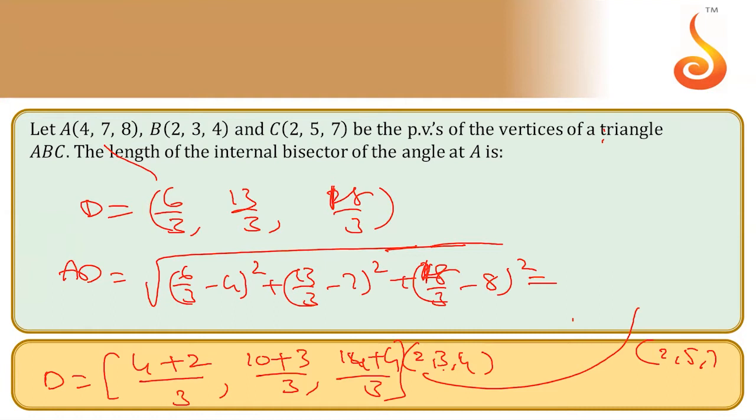So this you can work out yourself later. I'm giving the right answer: 2 root 34 by 3 comes. We can work out later. Distance between 2 points, simplify, get. Okay, that's the answer. Okay, fine. So B is the right answer. That you can work out yourself.